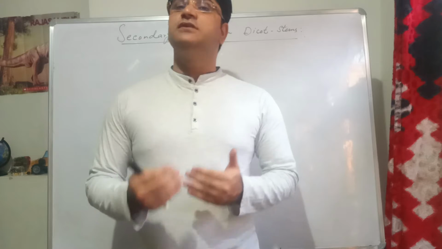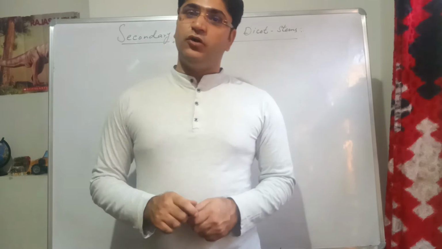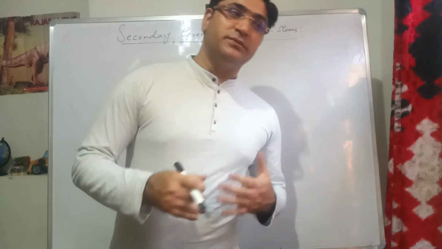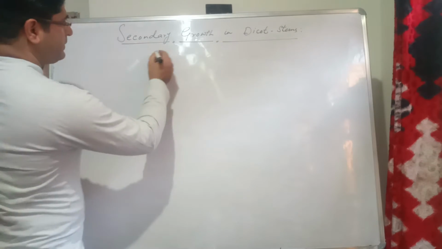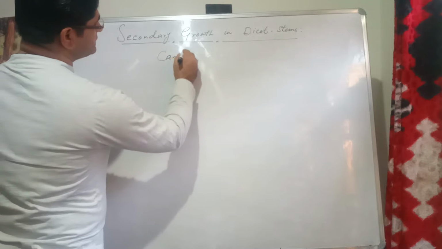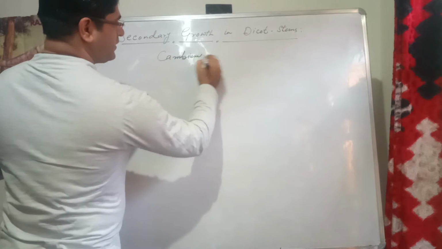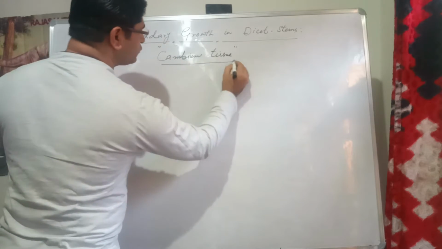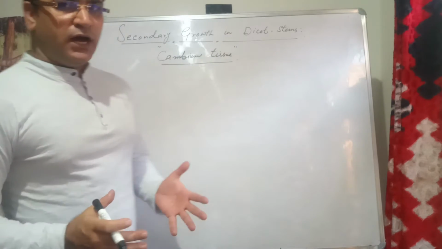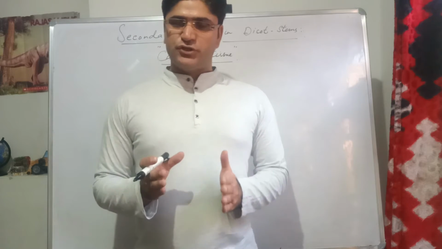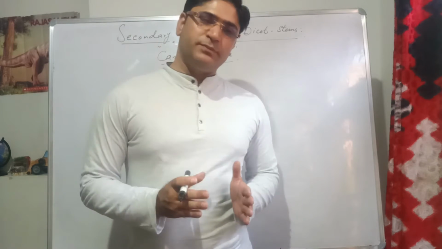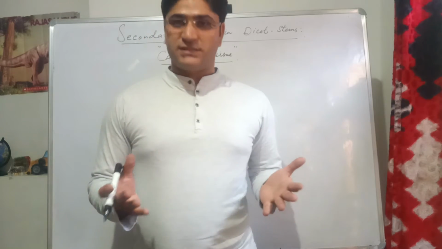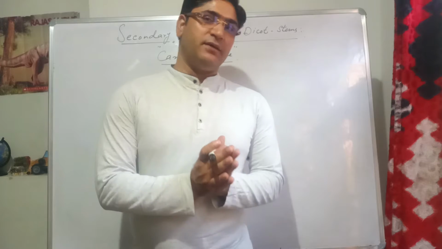Especially, this secondary growth occurs in those plants which have the presence of cambium tissue. So cambium tissue is important for secondary growth. Any plants where cambium tissue is formed, in those plants secondary growth can occur. These plants are open for secondary growth when they have this cambium tissue.